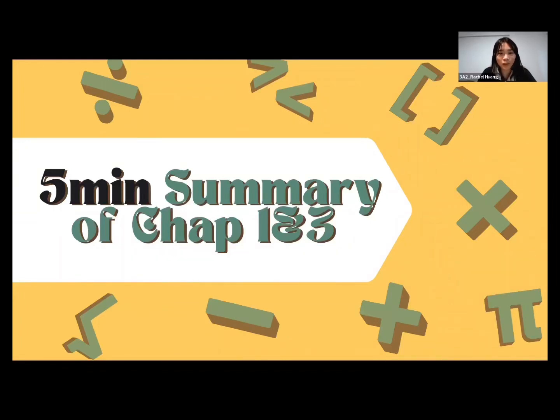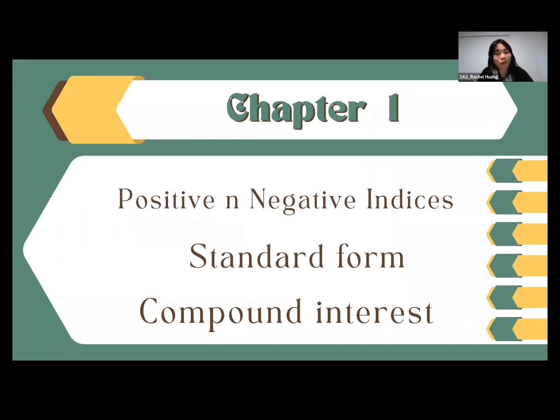Everyone, so I'll be doing a 5-minute summary of our chapters 1 to 3 for those who have been absent and need the help, as well as those of you who need a recap. Okay, so chapter 1, we had positive and negative indices, as well as standard form and compound interest. All of these have something to the power of something.